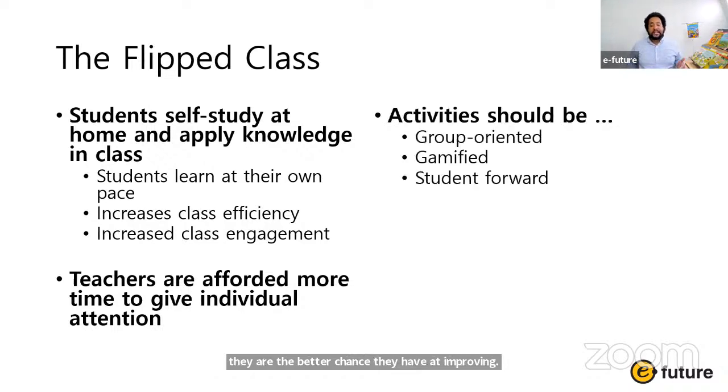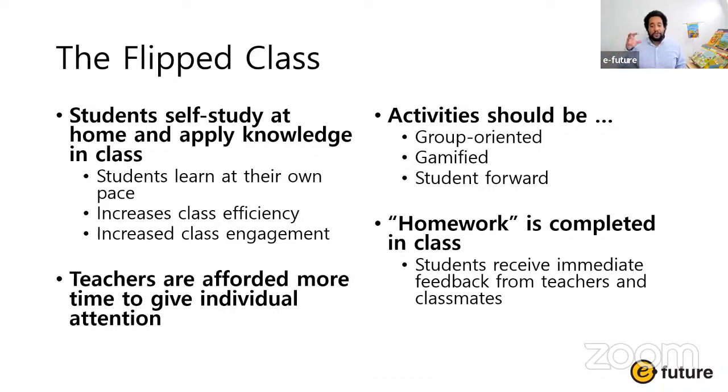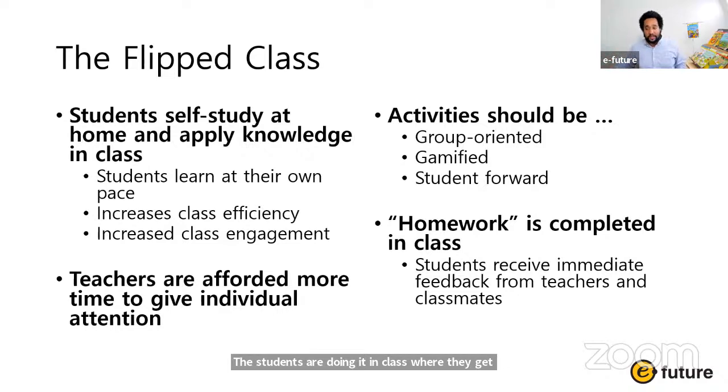When you have a flipped class, in-class activities should be group-oriented, they should be gamified, and they should be student-forward. And this changes because the teacher is no longer at the front of the class lecturing, but hovering around the perimeter or working with individual students. So we're getting more into that facilitator role. And homework is completed in class. So instead of using workbooks and worksheets to cover comprehension at home, the students are doing it in class where they get immediate feedback from their teachers and from their peers.